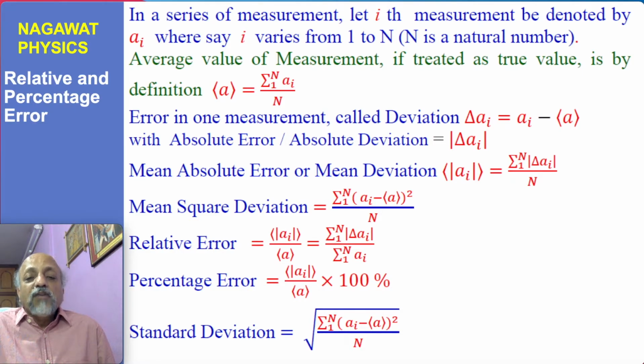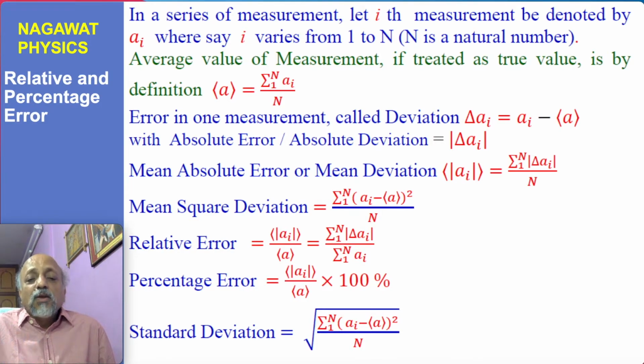We also define relative error. Relative error is the error. For example, absolute error is the modulus of delta AI, and if you divide it by the value AI, then it can be called relative error. Relative error generally is defined as the mean deviation divided by the mean or average value. So the average value of deviation divided by the average value can be defined as the relative error, and relative error is generally expressed in fractional form, and you can express it also in percentage form by multiplying the relative error with 100.